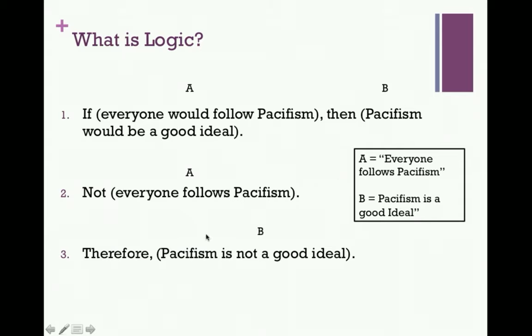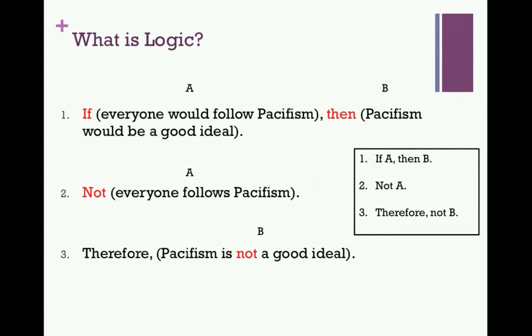Pacifism is not. Now we haven't fully completed this yet because we notice we have these words "not" appear here. And what's going on is we have, in the first sentence, if A, then B. Now we have not A and then not B. And the structure of this argument is like the following: if A, then B, not A, therefore not B. That is the actual, what we might say, formal structure of the argument.